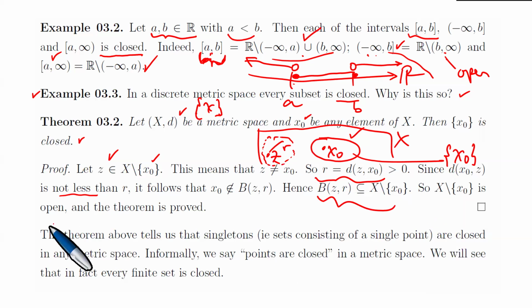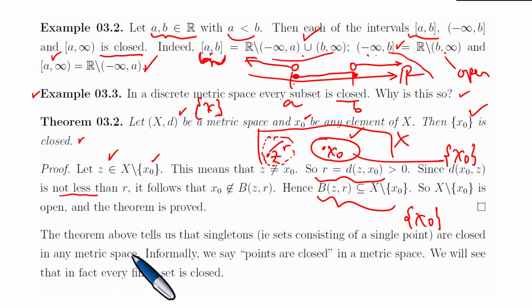Also, x minus x0 is open because each of its elements is an interior point, and the theorem is therefore proved. Because if x minus the singleton x0 is open, it means that x0 is closed. Okay, very nice little proof. We are able to prove that every singleton is closed, and this is in a general metric space, not just in a discrete metric space as discussed in the previous scenario.